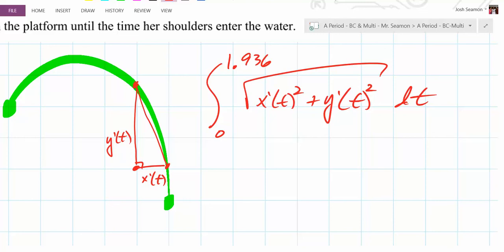Having an equation in parametric form makes it really easy to find the arc length, the distance traveled. It's one of the pluses. If you have it in Cartesian, it's a little harder. You need to separate it into parametric and use this.